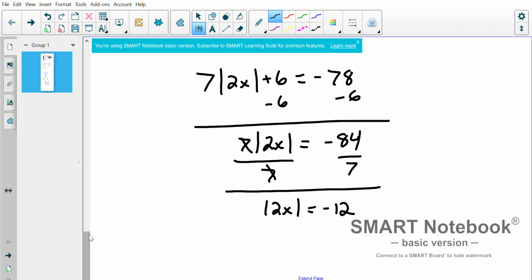Now here, we're going to split this up, but remember what absolute value measures. It's distance from 0. We cannot measure a negative distance. So remember, absolute value cannot equal a negative number. This one is no solution.